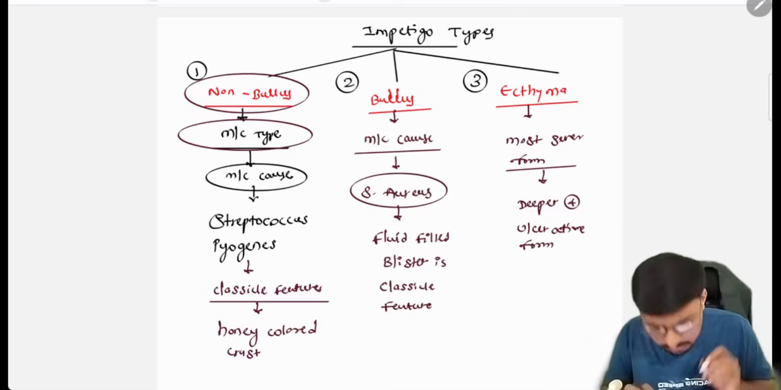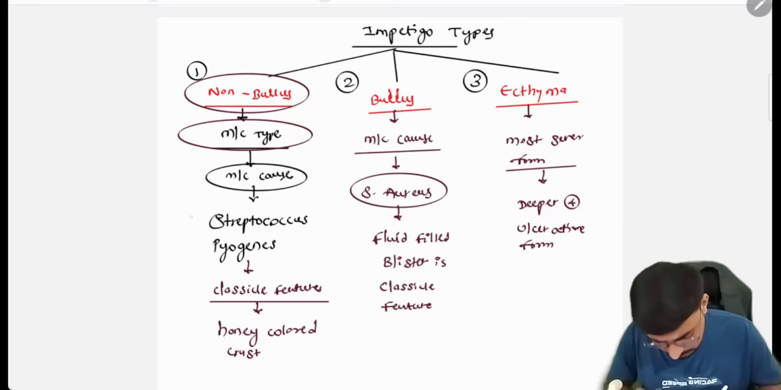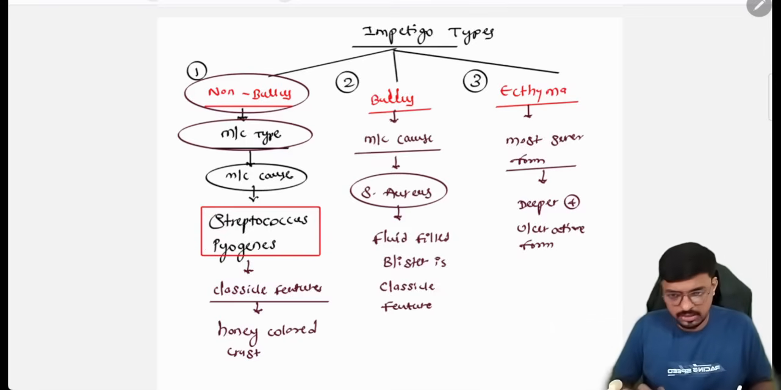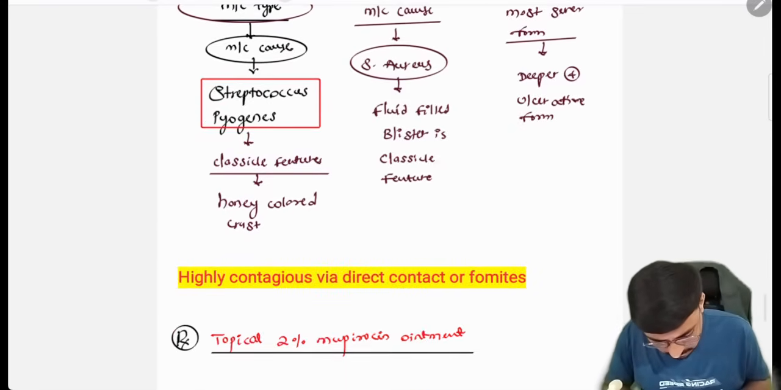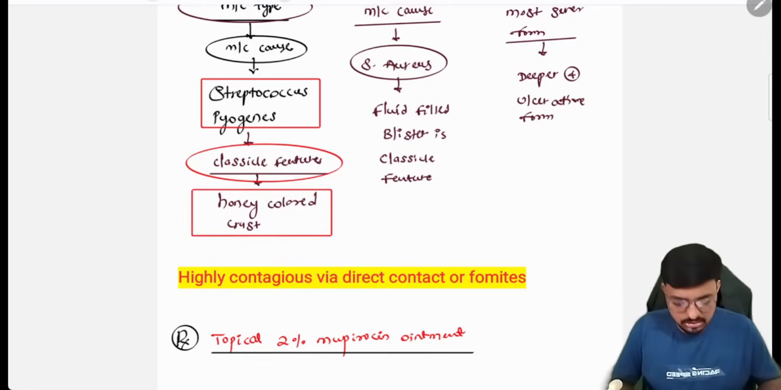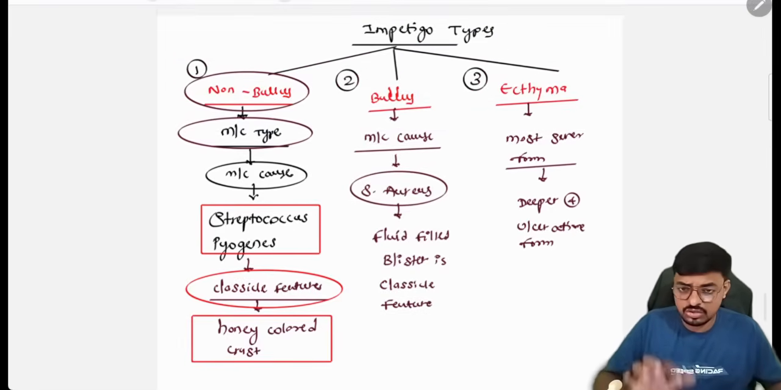What is the most common cause of non-bullous Impetigo? That is Streptococcus pyogenes. So what is the classical clinical picture? The classical clinical picture of non-bullous Impetigo is honey colored crust. Now let's come to bullous Impetigo.